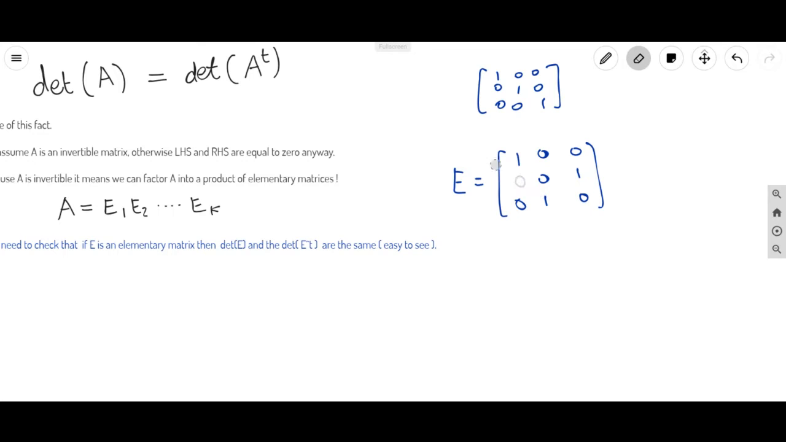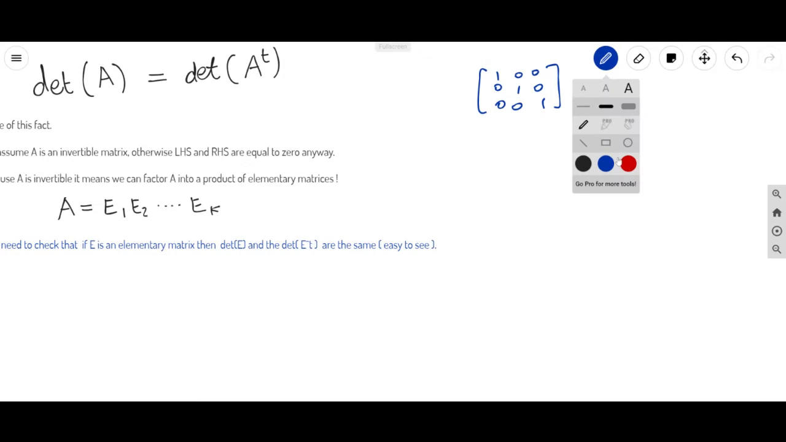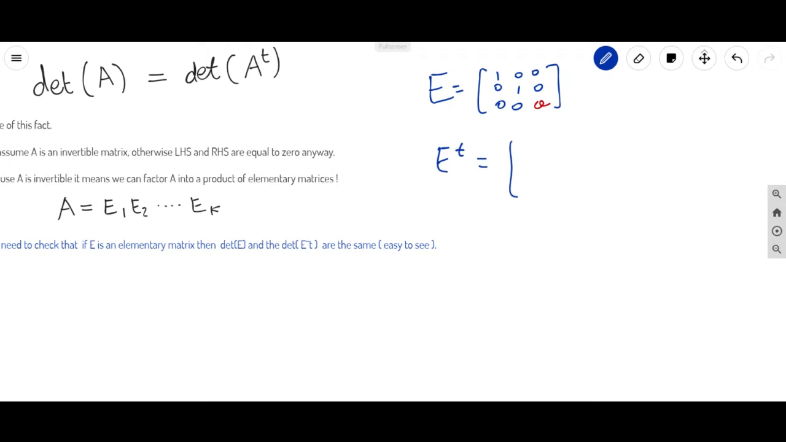Then what's the other one that you have? Another type of elementary matrix you can have is an elementary matrix where you multiply one of these rows by some scalar. So let's suppose you multiply the third one by some scalar a. So that's going to be your elementary matrix. Well, again, it's a symmetric matrix. If you take its transpose, you would get the same thing. So you're not changing anything. Not only are the determinants the same, but the transpose is the same as the original.